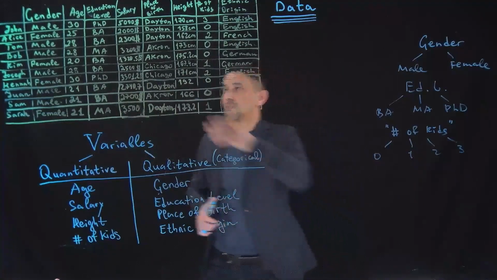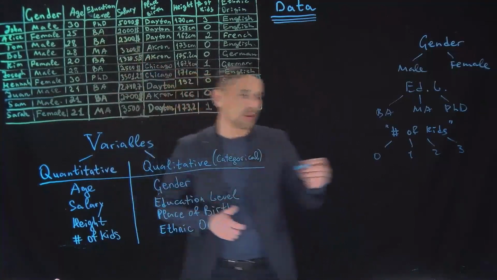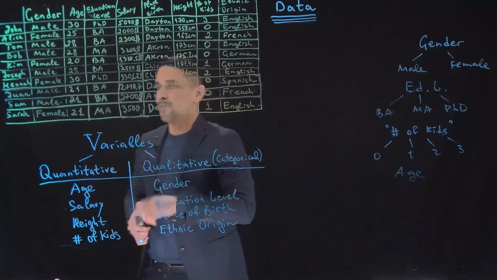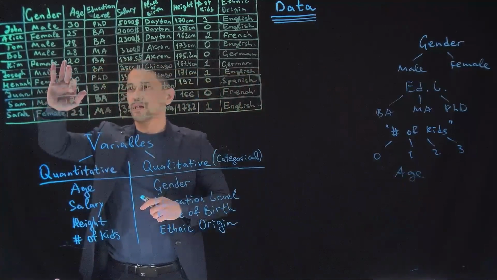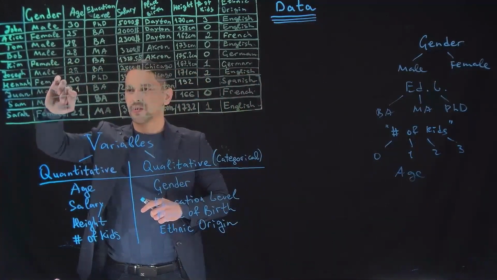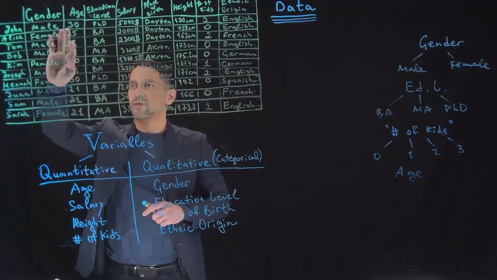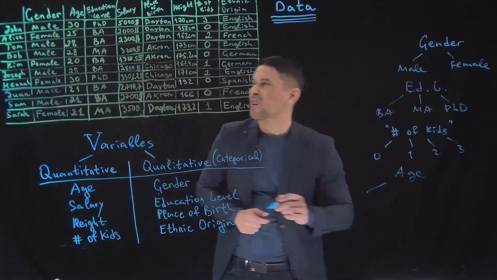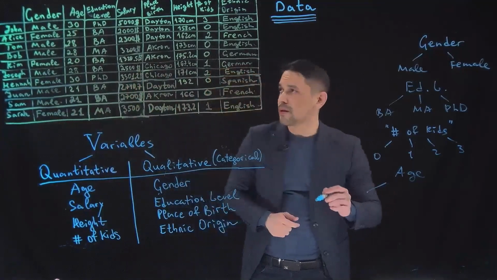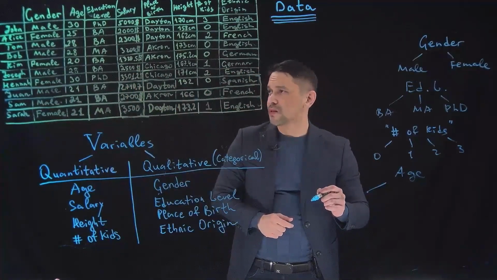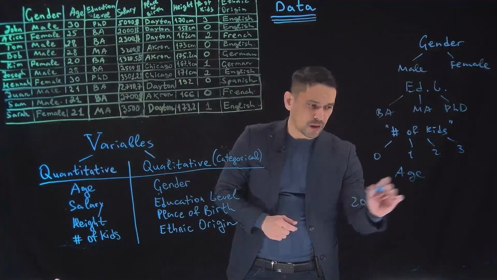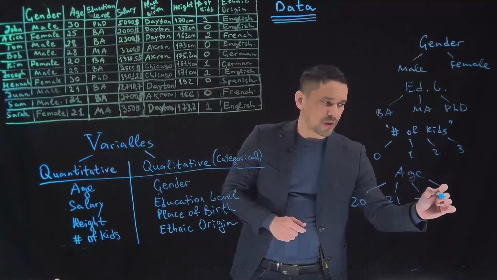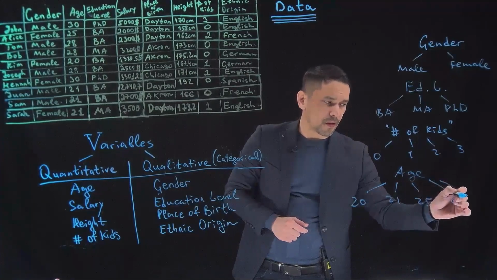And age is a variable as well. Now, how many values does this variable have? Let's start with the lowest value. Now, as I can see here, the lowest value is 20. The next one is 21, 25, 28, and the highest value is 30. So as I can see here, in this data, the variable age has 5 possible values. 20, 21, 25, 28, and 30.